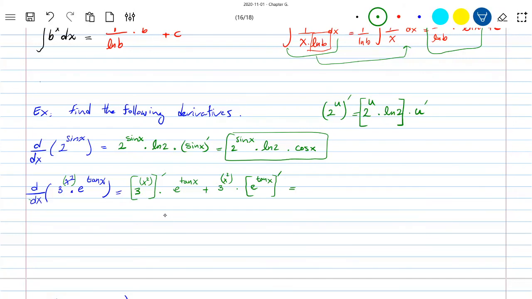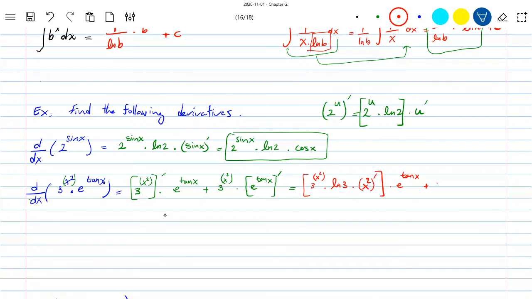Okay. So now at this point, what is the derivative of 3 to the x squared? It would be 3 to the x squared multiplied by ln 3 multiplied by the exponent's derivative, 2x. Let me write it just to make sure that everyone follows this step. This is the chain rule implemented into the first bracket. Multiplied by e to the tangent x, which is still there.